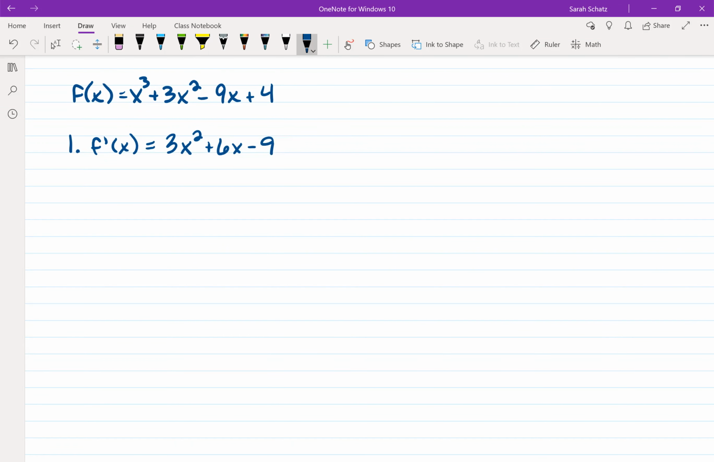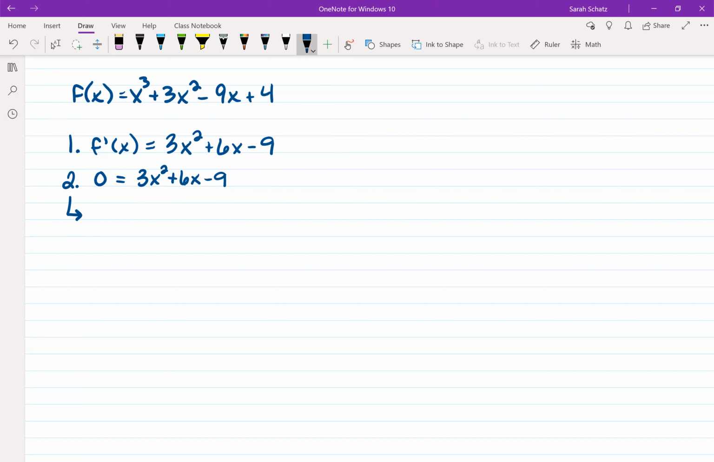So first step done. Now, after I take the derivative, what do I do? I set it equal to 0. So 0 equals 3x squared plus 6x minus 9. Now I need to solve for x. So that's my number 2 substep, right? I set it equal to 0, then I solve for x.